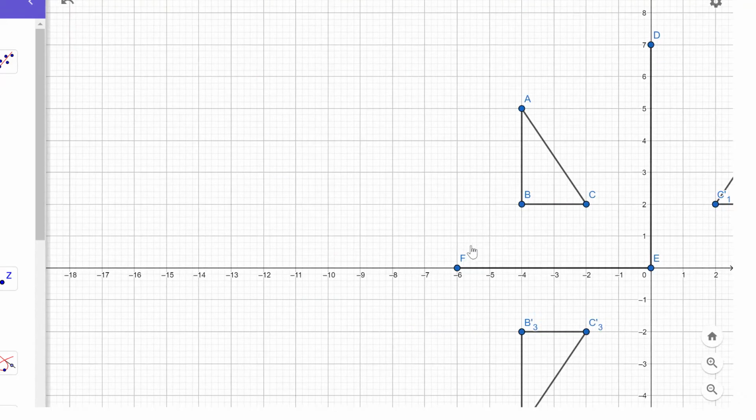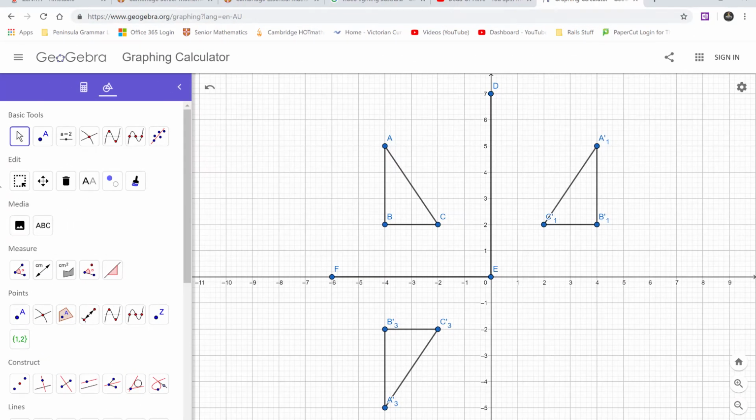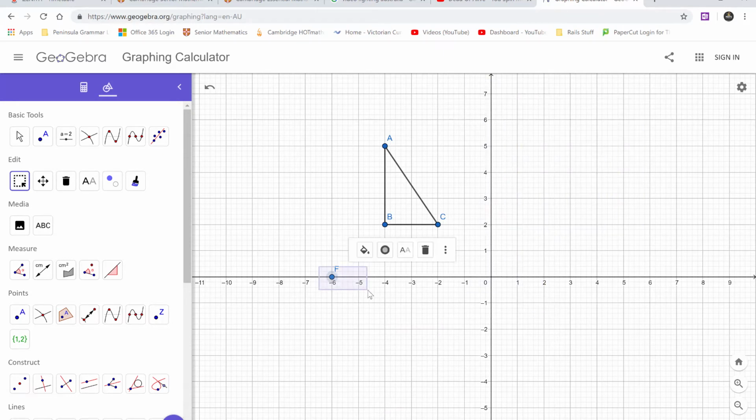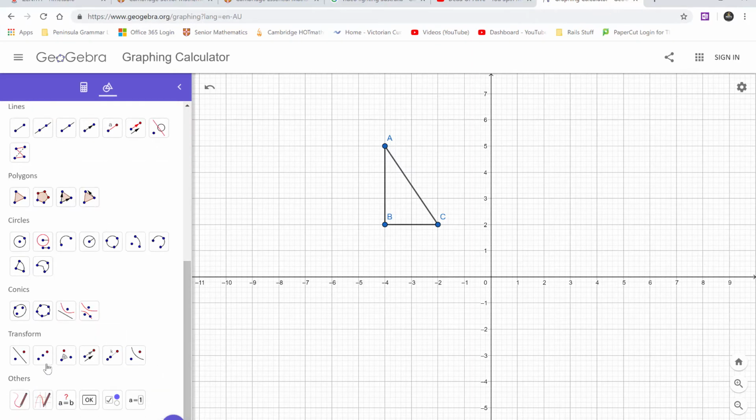What about a translation? So what I'm going to do is edit by selecting my shapes and delete, and then get rid of this line here and that point there. All right, so there's my original shape. What did I want to do? A translation. Well, again, I'm going to go to my transforms. And that says translate by vector. So select object to translate. There we go. And then by a vector.